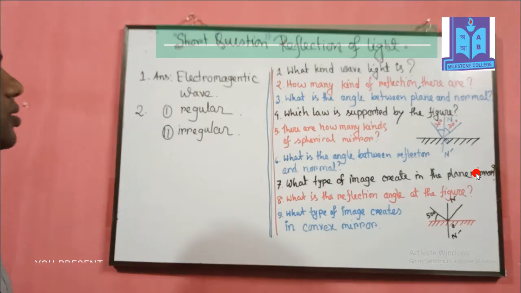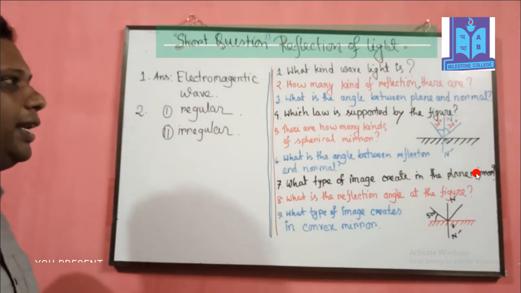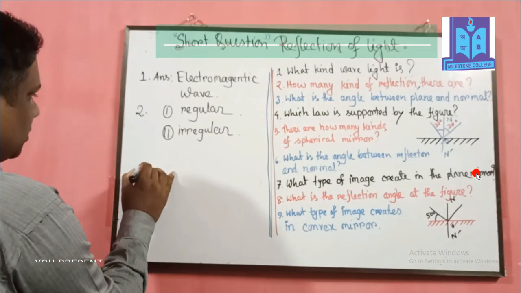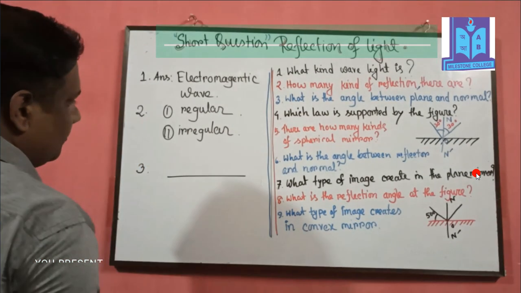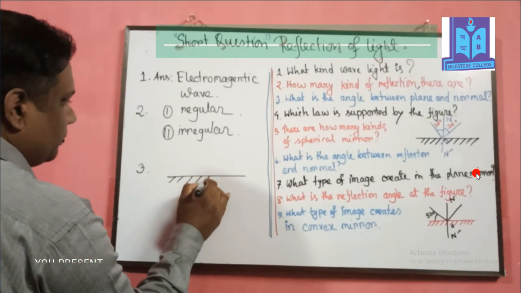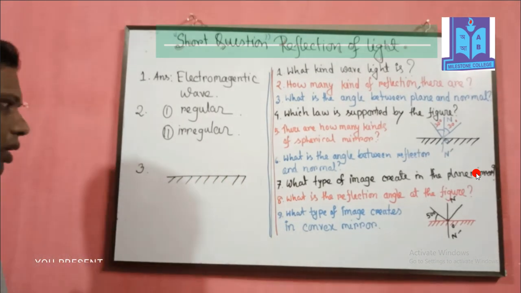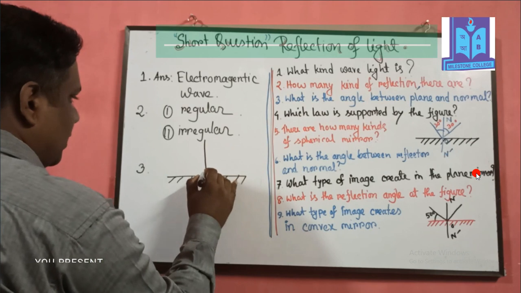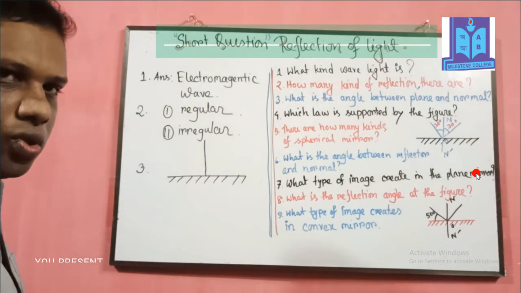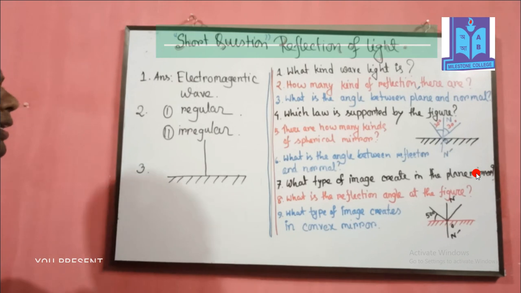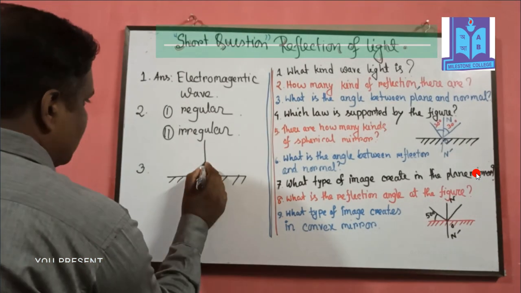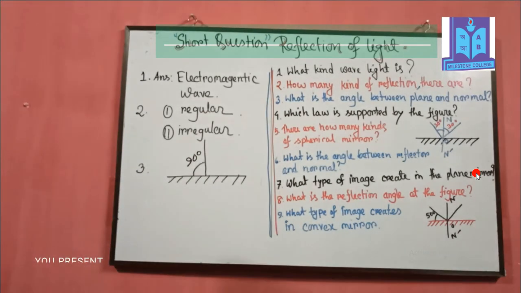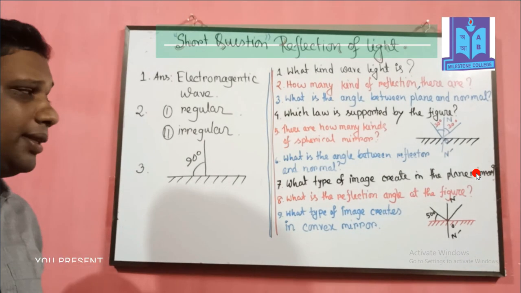Okay, so the next one is, what is the angle between plane and normal? Students, when there is a surface or plane, we have to figure out the normal as 90 degrees. So the angle between plane and normal is 90 degrees. Hope you are all clear about the answer.